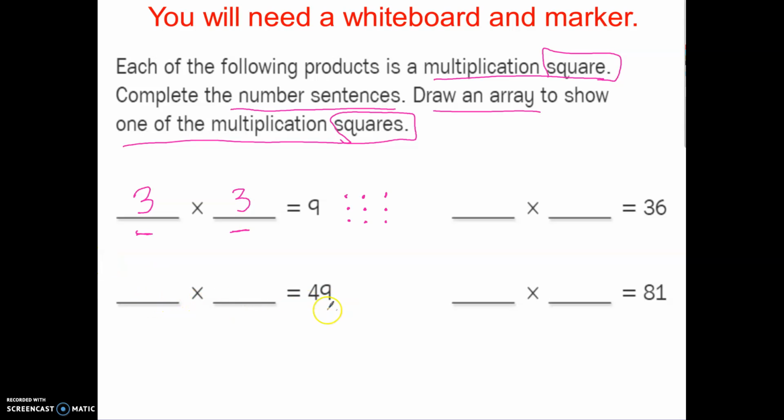What same two factors can you multiply to get 49? What same two factors can you multiply to get 36? What same two factors can you multiply to get 81? And draw arrays for those.